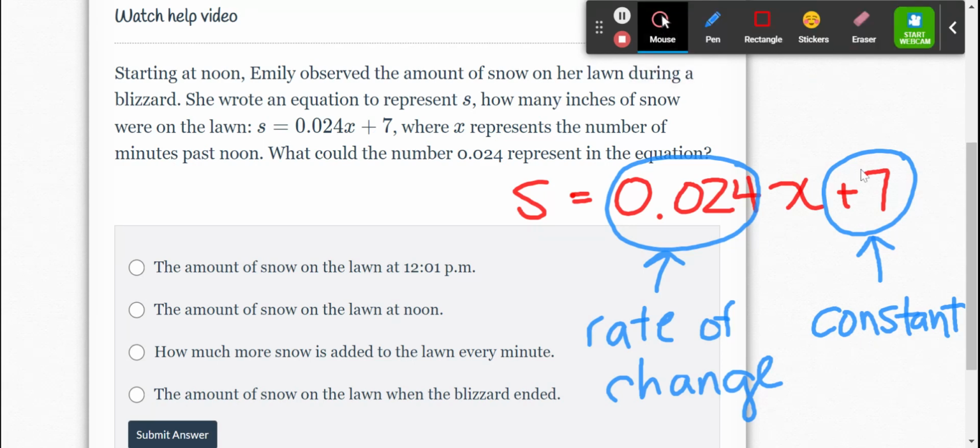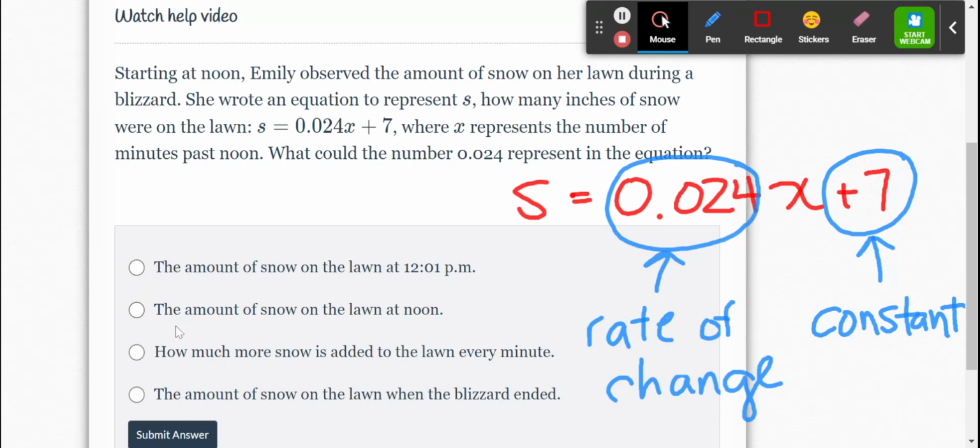Now we know that it's the rate of change, so we know that it's whatever's happening over time. So in this question, it says snow is falling in a blizzard. So think about what happens to snow in a blizzard. Over time, that's how much snow is going to accumulate per minute, because x represents the number of minutes past noon. This 7 represents how many minutes were past noon when she started. That was the starting rate. So it was already 7 minutes past noon, and then it's 0.024 inches of snow per minute.